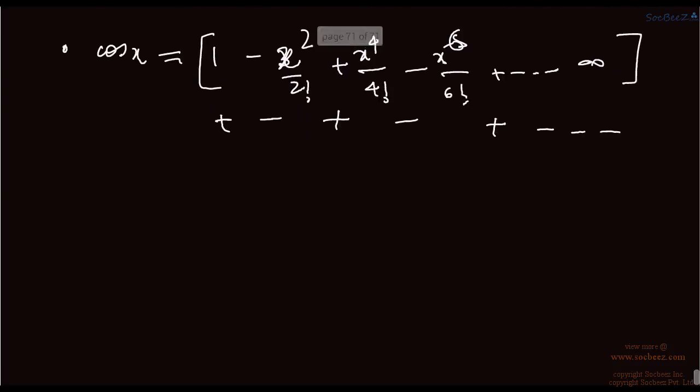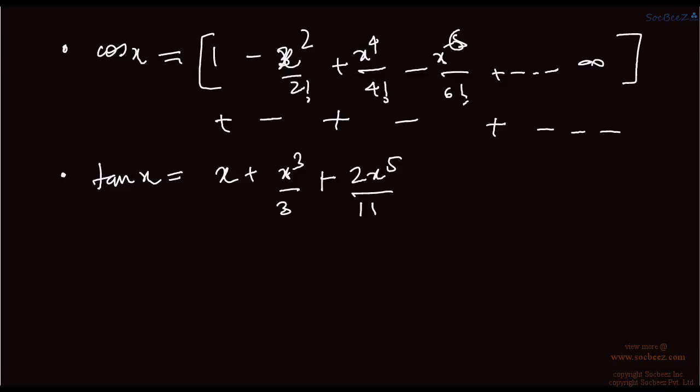Now the next formula is for tan x. Tan x will be x plus x cube by 3, plus 2x to the power 5 by 15. This is hard to remember and it's also not used many times. So if you can remember it, that's good for you. If you cannot, that's also fine.